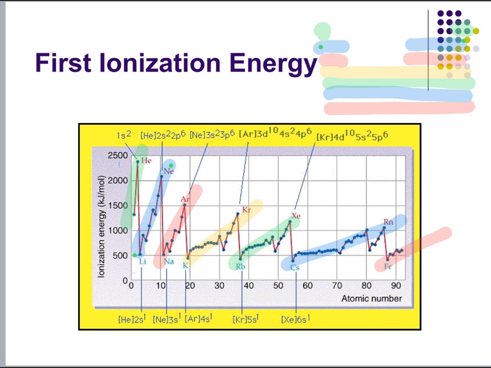For each row across the periodic table, you see your alkali metals at the bottom, at the left of the periodic table, having the fewest protons, and your noble gases at the top, all the way to the right, having the most protons and so the most pull. That's going to make it require the most energy to remove an electron.